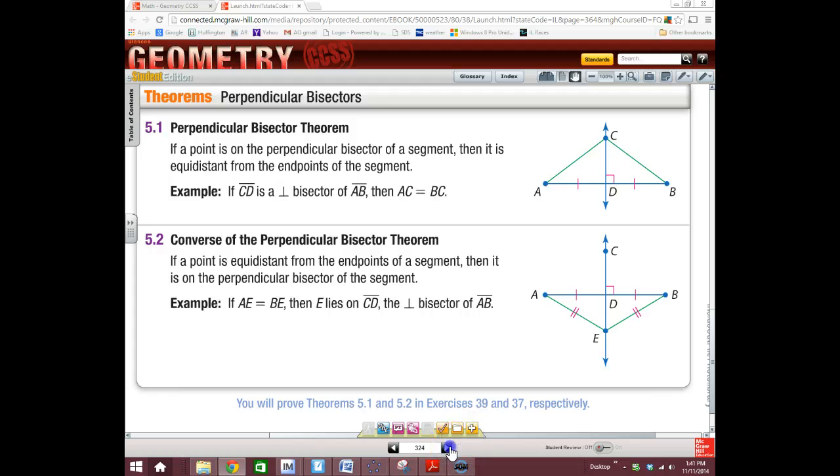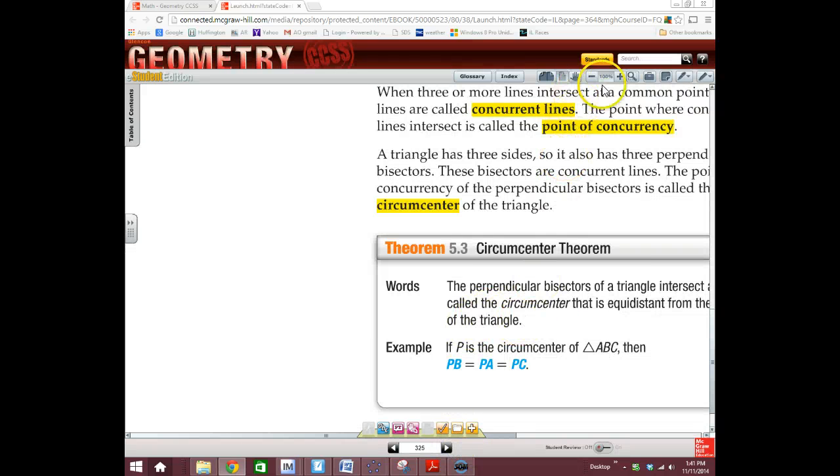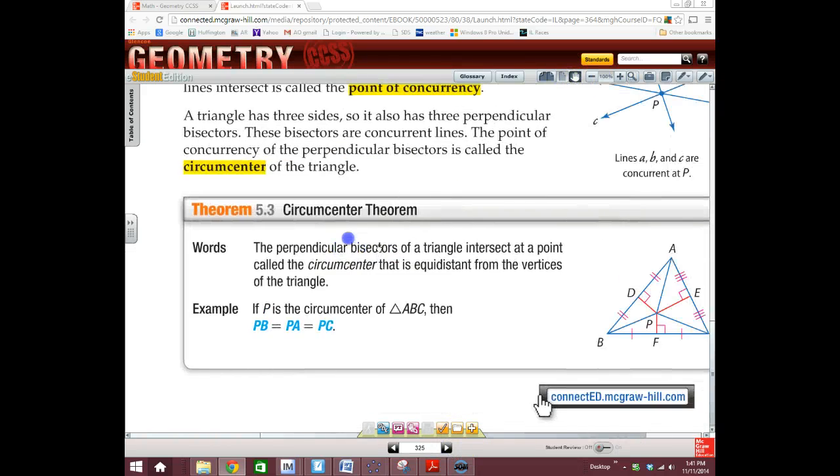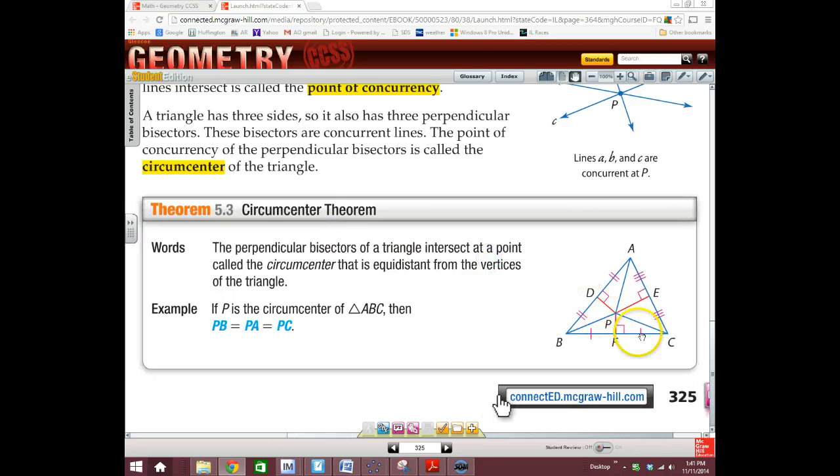And the other theorem that deals with this is when you have all the perpendicular bisectors of a triangle, all three of them drawn at once, like in this case here, the red segments are the perpendicular bisectors. So DP, PE, and PF. All of those are perpendicular bisectors. They all meet at point P, and since you're equidistant from the endpoints of the segment if you're on the perpendicular bisector, that means you're also equidistant from the three corners, or vertices, of the triangle.